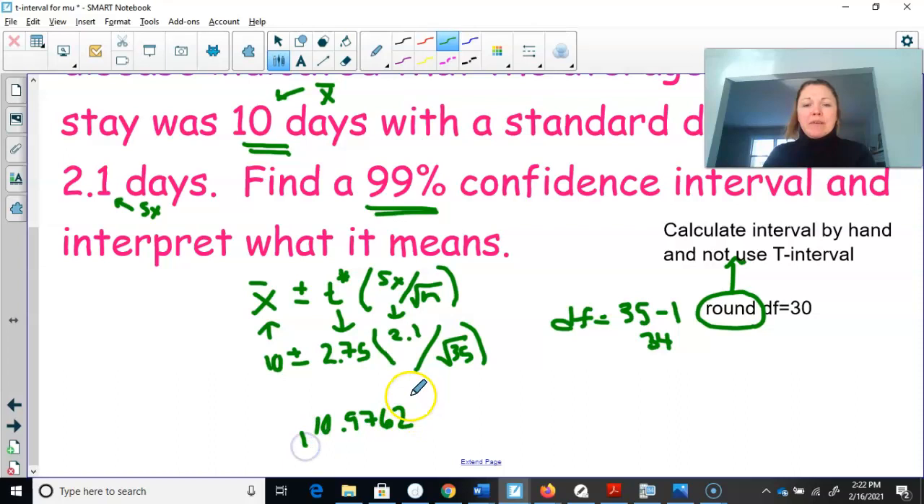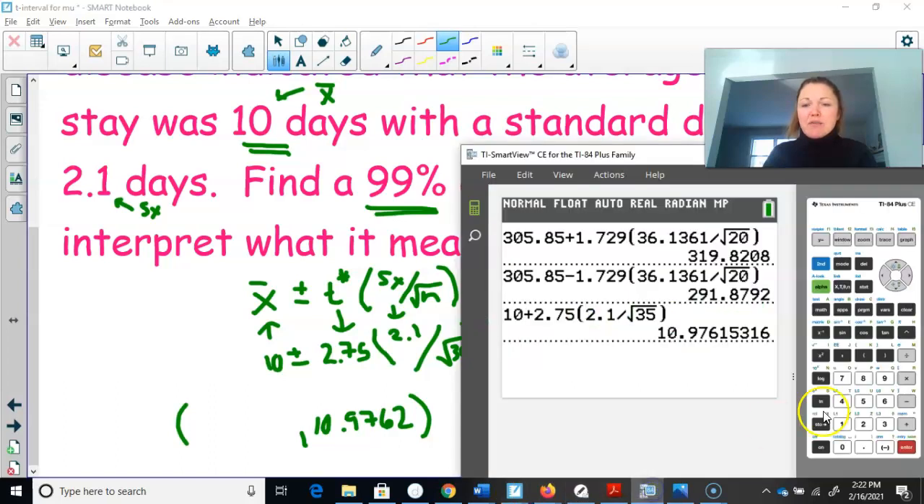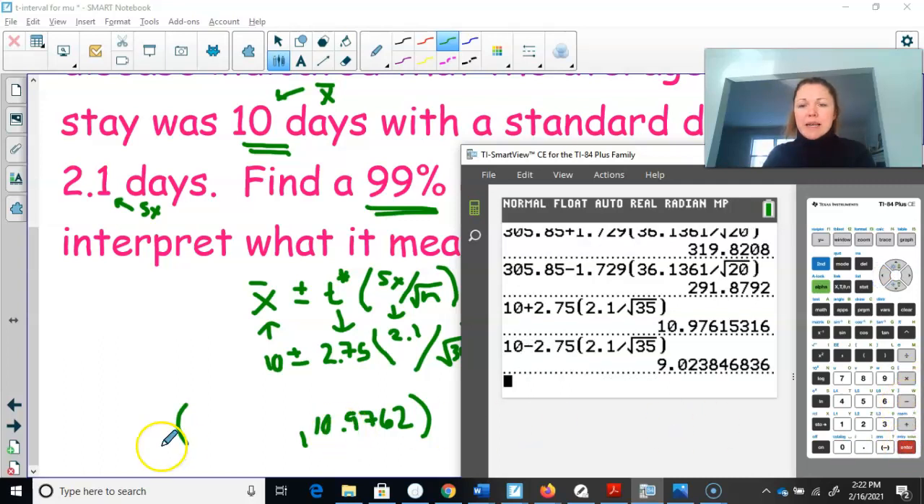That's my upper bound. And then again, to calculate that by hand, all you have to do, which is really nice so you don't have to retype it all in, is hit second, enter, and it puts your previous input right below. I'm just going to change that plus to a minus. Saves you a little bit of time. 9.0238.